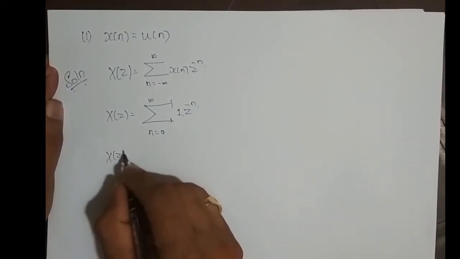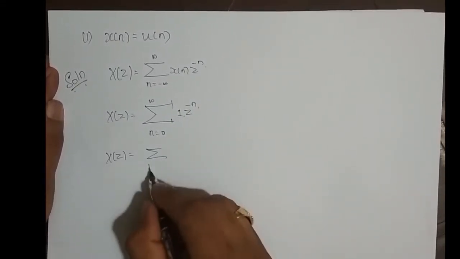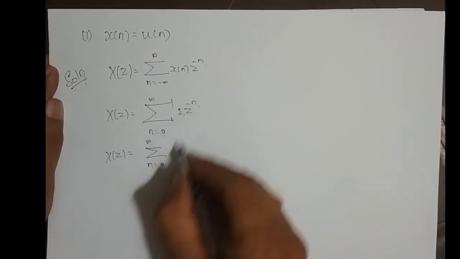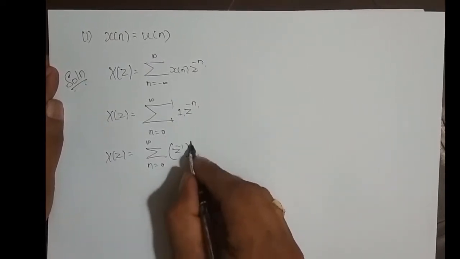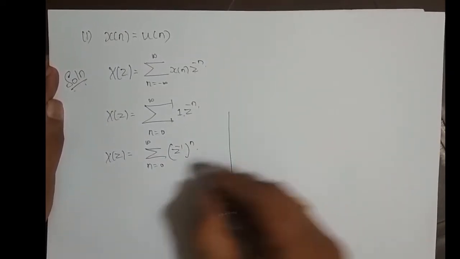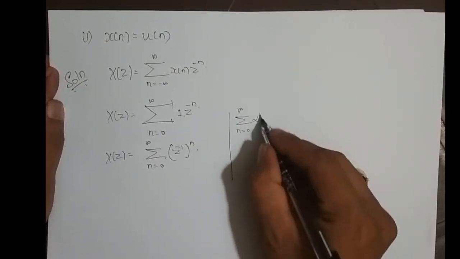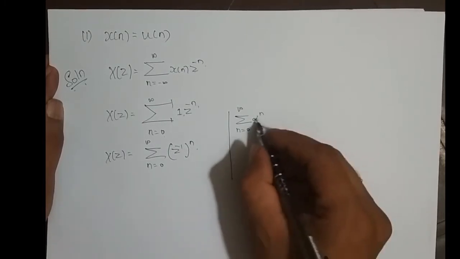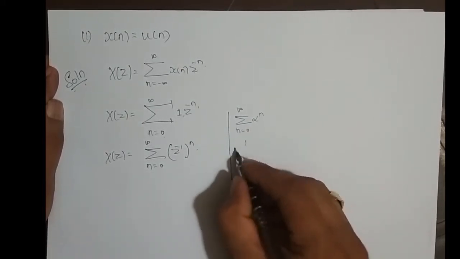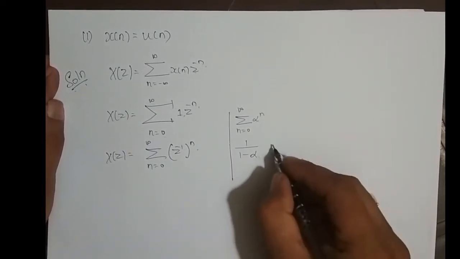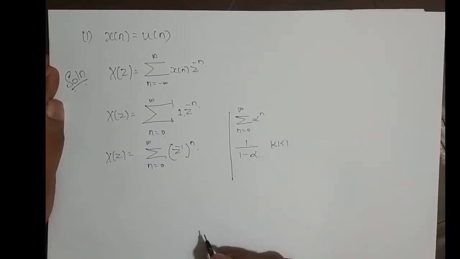So x of z is equal to summation n varying from 0 to infinity. I can write this as z power minus 1 whole power n, right? Now this is of the form summation n varying from 0 to infinity alpha power n, right? And what is the right hand side? Right hand side is 1 divided by 1 minus alpha, provided magnitude of alpha should be less than 1.